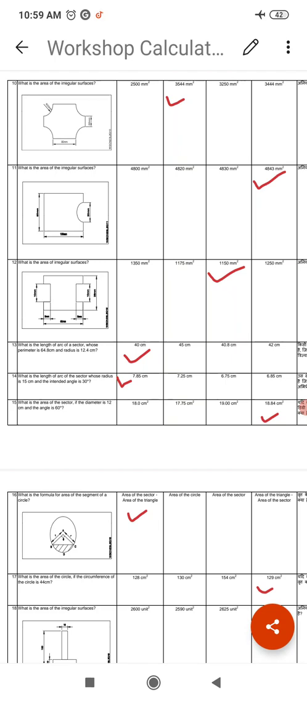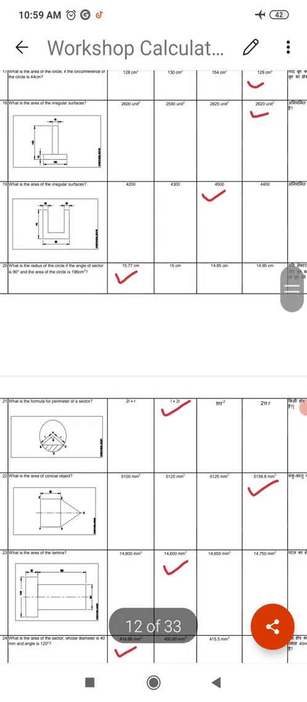Next, what is the area of sector if the diameter is 12 centimeter and the angle is 60? Answer option D, 18.84 centimeter square. Next, what is the formula for area of the segment of a circle? It's the area of the sector minus the area of the triangle, option A. It's the correct answer. Next, what is the area of the circle if the circumference of the circle is 44 centimeter? Its answer is 129 centimeter square.